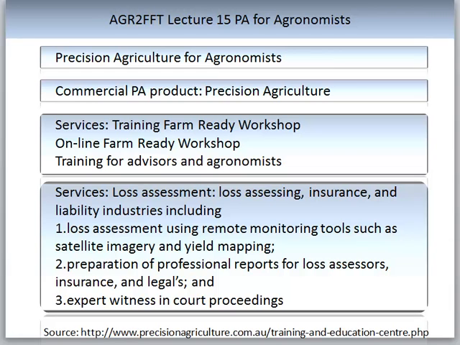Other services included are loss assessment, insurance and liability industries, which may also use this technology. This will enable loss assessment using remote monitoring tools such as satellite imagery and yield mapping, preparation of professional reports for loss assessors, insurance and legal requirements, and expert witnesses in court proceedings if they should be needed.